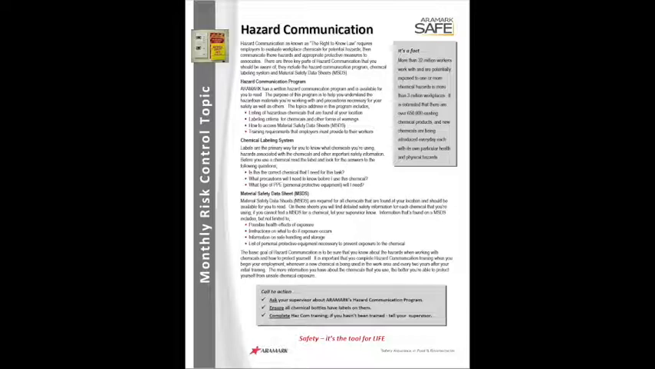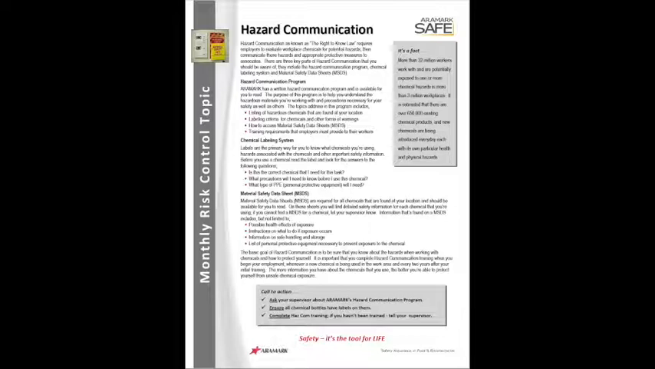Chemical labeling system. Labels are the primary way for you to know what chemicals you are using, hazards associated with the chemicals, and other important safety information. Before you use a chemical, read the label and look for the answers to the following questions. Is this the correct chemical that I need for this task? What precautions will I need to know before I use this chemical? What type of PPE will I need?